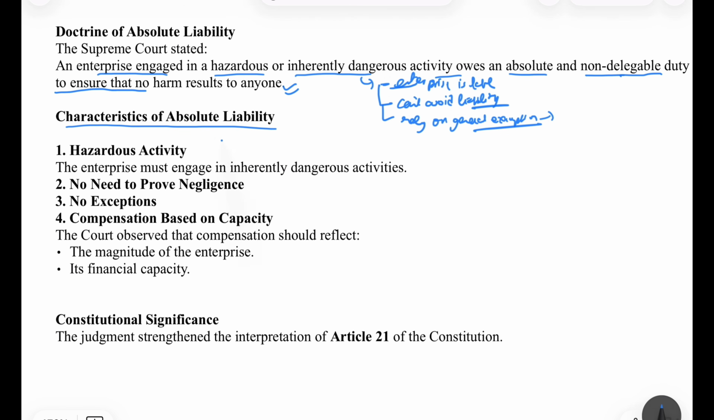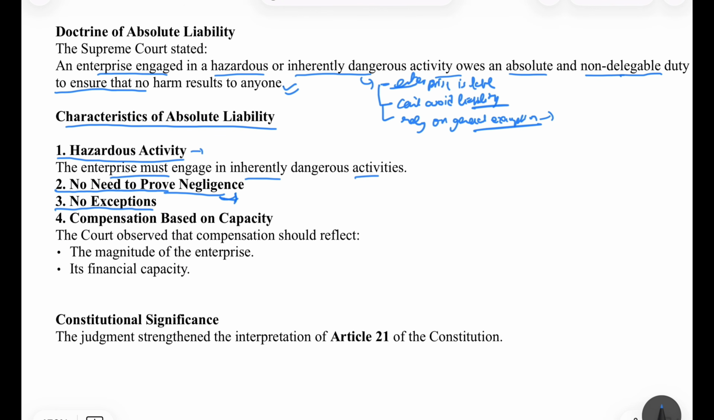Now coming to the characteristics of absolute liability. These are the essential elements. First, there must be a hazardous activity. The enterprise must engage in inherently dangerous activities. The second characteristic is that there is no need to prove negligence, because negligence is immaterial in this, as well as in strict liability. So this is stricter than strict liability. The plaintiff need not prove negligence, because the occurrence of harm from the hazardous activity is sufficient.